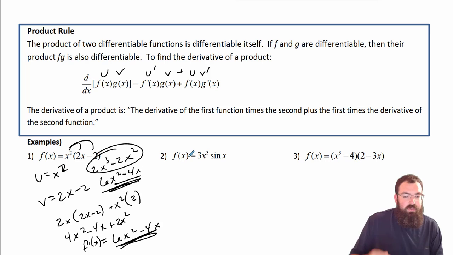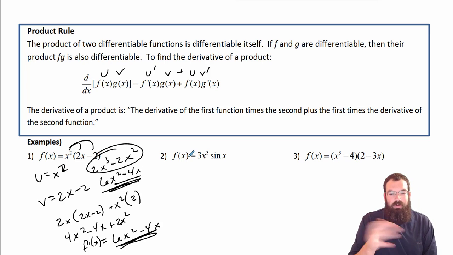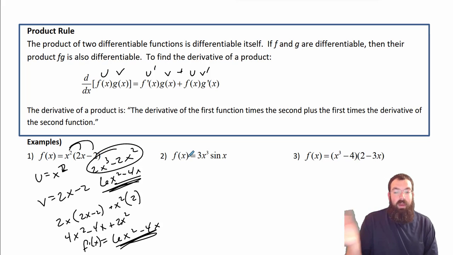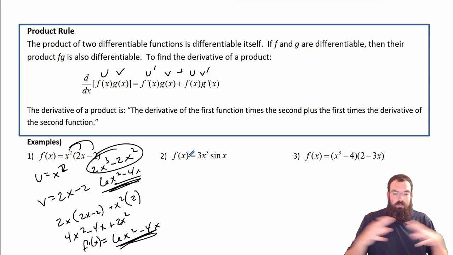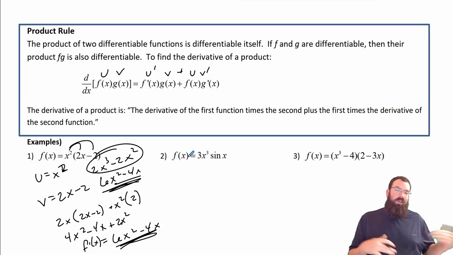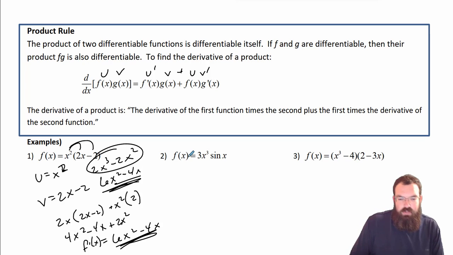Now, for example 2, you're not going to get the same answer because one's trigonometric, one's a polynomial, so you're not going to be able to do that. But with example 3, you could do that if you wanted to. You could FOIL them out, or put them into one simple polynomial, and then do your product rule from that. That's up to you.